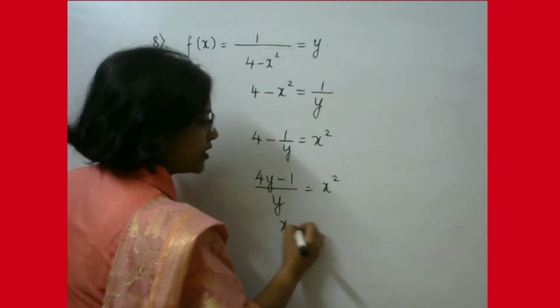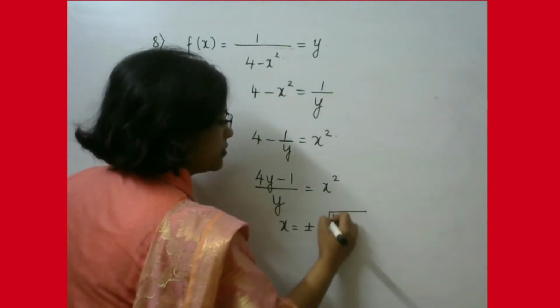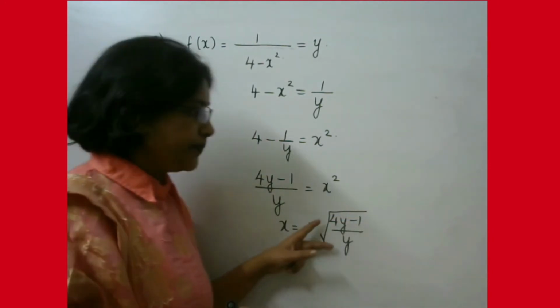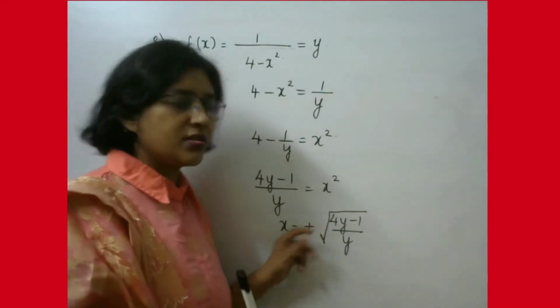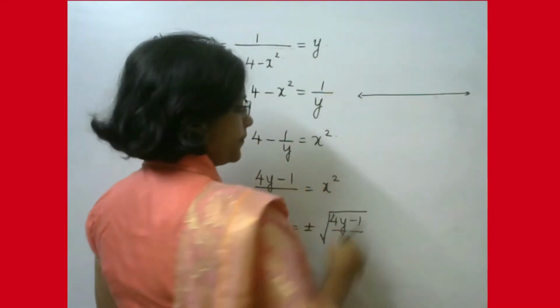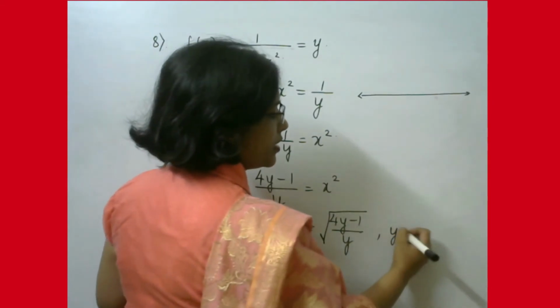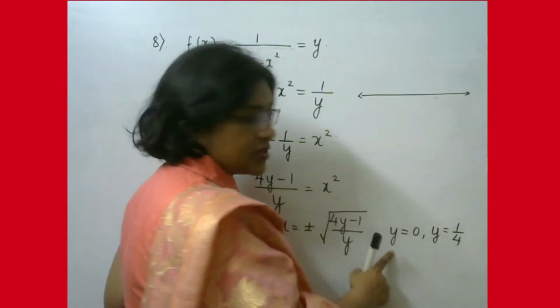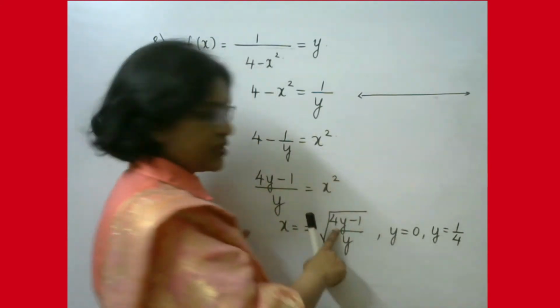So what is the value of x? Plus minus 4y minus 1 upon y. Again, two factors, critical points. Let's put it on the number line. One is y equal to 0, another is y equal to 1 by 4.